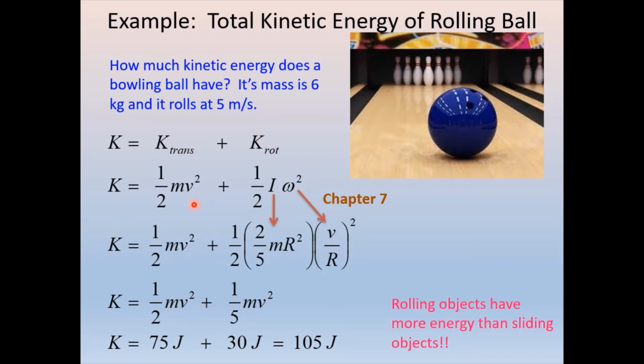And plugging in our numbers for the mass and the velocity that were given to us, we find out that the translational kinetic energy of the ball is 75 joules. And then this is the rotational kinetic energy of the ball. It's 30 joules. So the total energy of the ball is 105 joules. One of the points here is that a rolling object has more energy than a sliding object. The reason for that is a rolling object has rotational kinetic energy. It has a different type of energy added to the total energy.